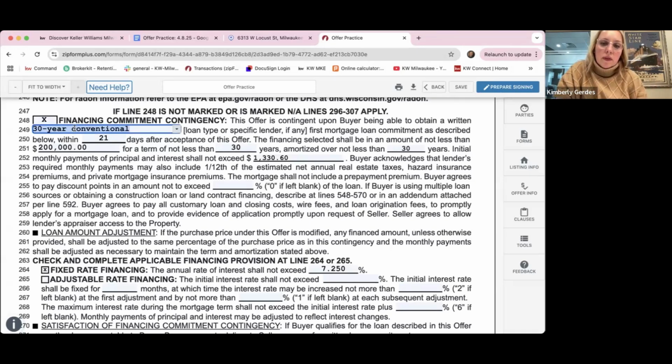So it might be a 30-year conventional, a 15-year conventional, FHA, VA, whatever loan type it is, that's what you put in line 249. And we're going to try to get our loan commitment and everything finance related buttoned up within 21 days after the acceptance of the offer. So 21 days is not terribly fast. It's becoming a little bit more of a standard timeline for a lender.